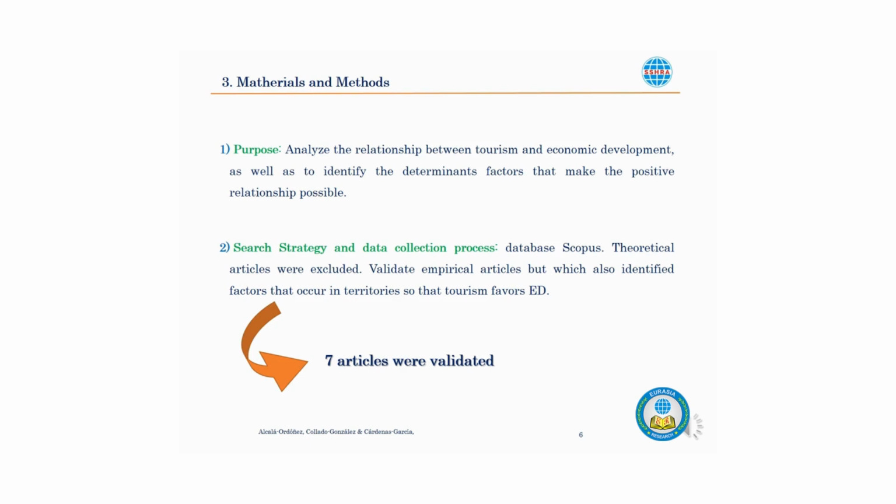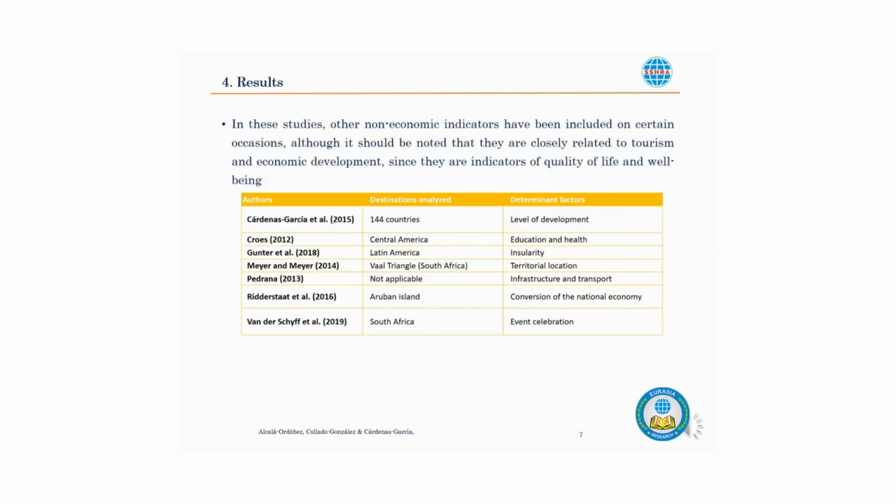We only excluded the articles from the point of view of theoretical content, and we validated 7 empirical articles. In this slide, we can check a table collecting the different destinations, analyzed and determinant factors.